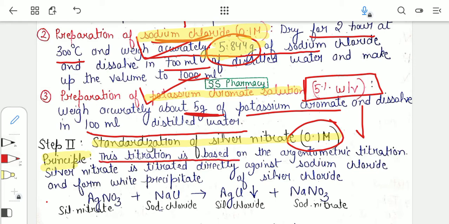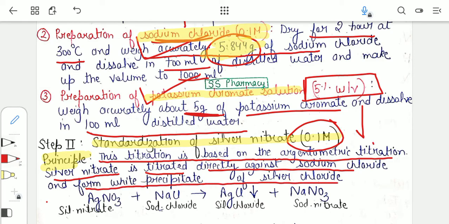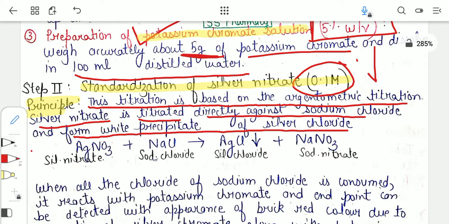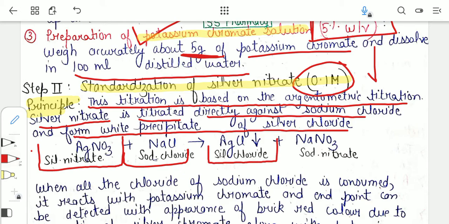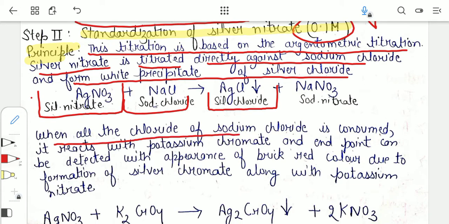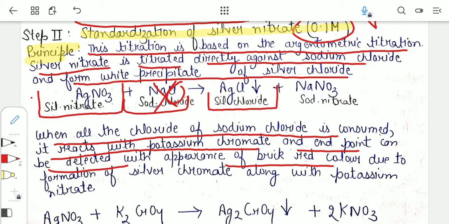This titration is based on the argentometric titration. Silver nitrate is titrated directly against sodium chloride and forms a white precipitate of silver chloride. Here, the 0.1 molar solution of silver nitrate we prepared in the earlier step, we will titrate with sodium chloride solution, and we will see white precipitates of silver chloride. When all the chloride ions of the sodium chloride have been consumed, it reacts with potassium chromate, and the endpoint can be detected with the appearance of brick red color due to the formation of silver chromate along with potassium nitrate.